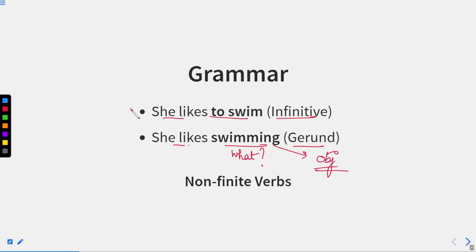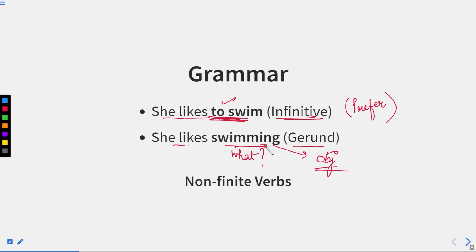But if I say she likes to swim, it means she is preferring to swim. She prefers to swim. It means, suppose she has two options. Suppose she has the option either to swim or to go with her friends. So she prefers to swim. So here likes to swim shows that she is preferring to swim. So this is preference when we use it as an infinitive.